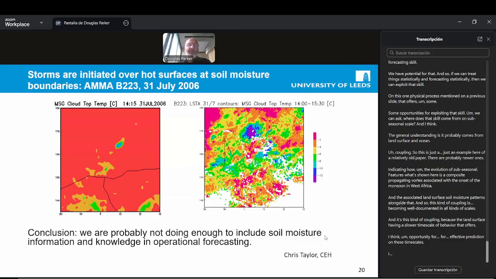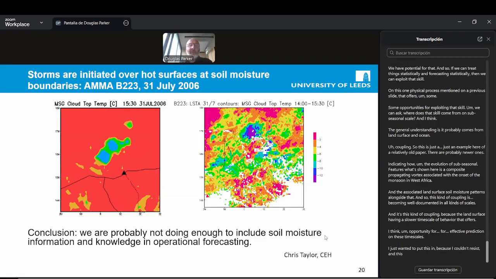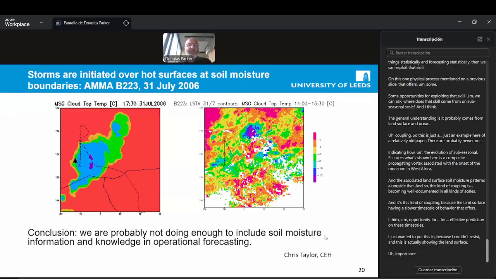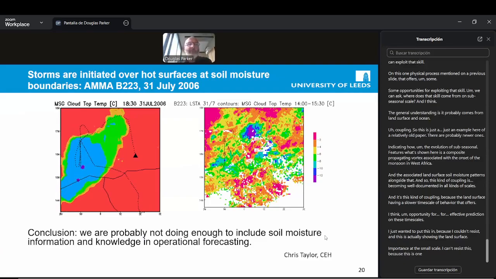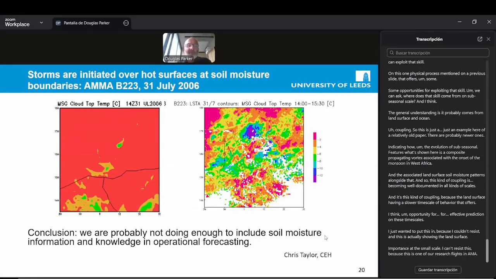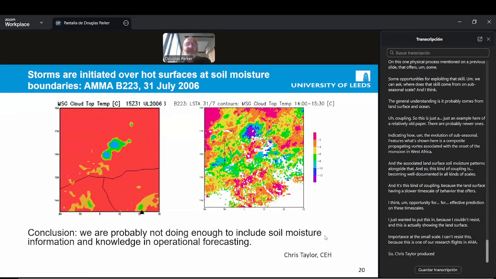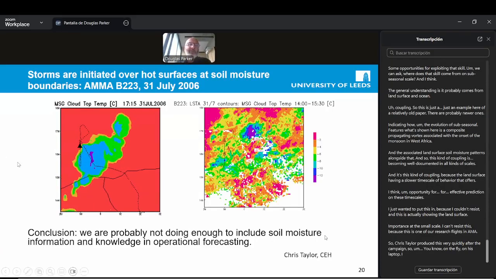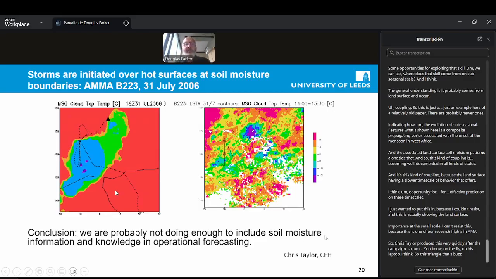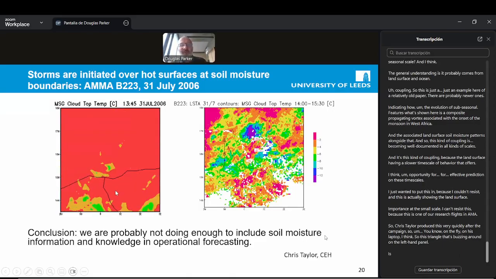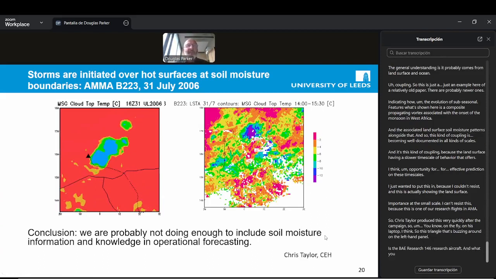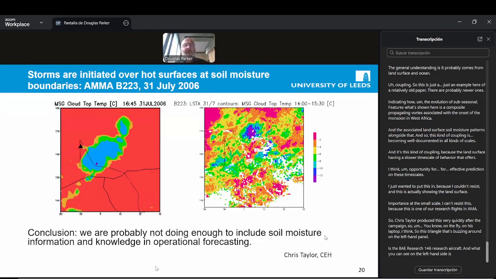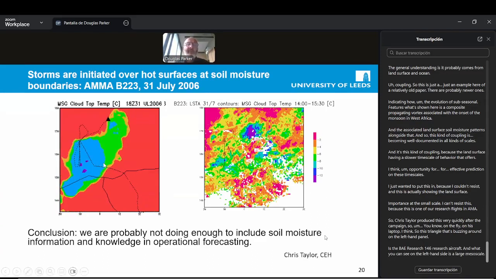I just wanted to put this in because I couldn't resist, and this is actually showing the land surface importance at the small scale. This is one of our research flights in AMA. Chris Taylor produced this very quickly after the campaign, on the fly on his laptop, I think. So this triangle that's buzzing around on the left-hand panel is the BAE Research 146 research aircraft. And what you can see on the left-hand side is a large mesoscale convective system developing.